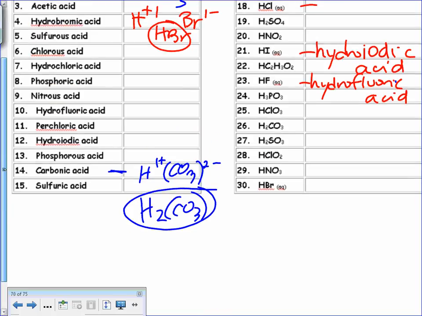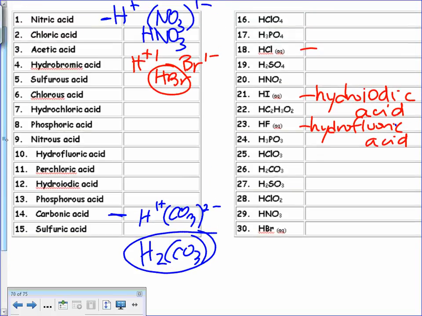I'm actually going to go back up and show you this. We just did nitric acid and that was nitrate. So then tell me how that's different from number 9. That's nitrous acid. So it's not nitrate, it's nitrite. So NO2, 1 minus. How can you do that automatically from number 1 down here to number 9 without even looking at the polyatomic ion list?